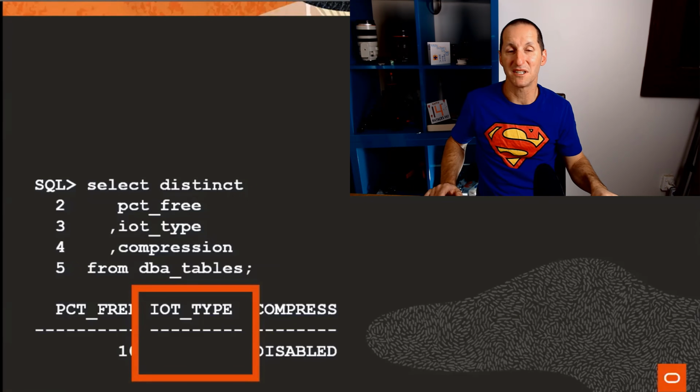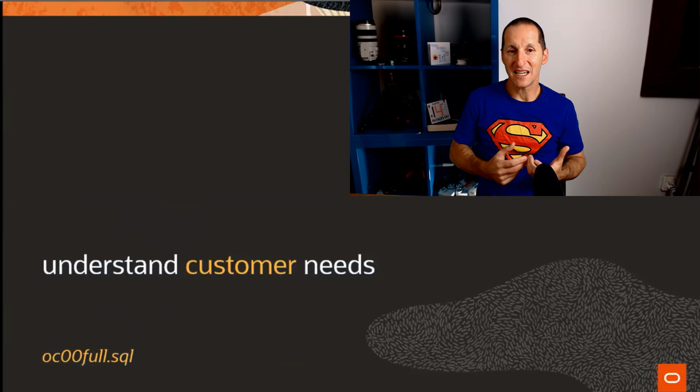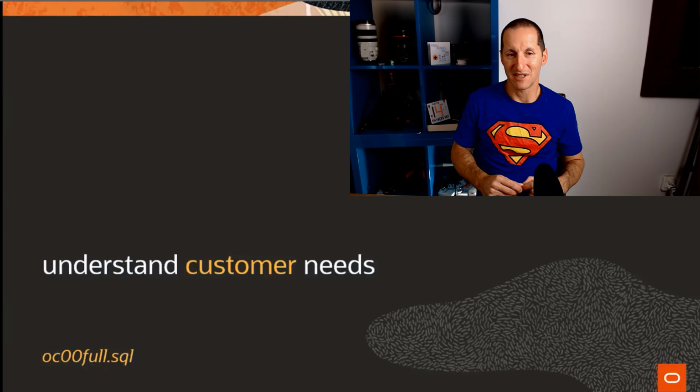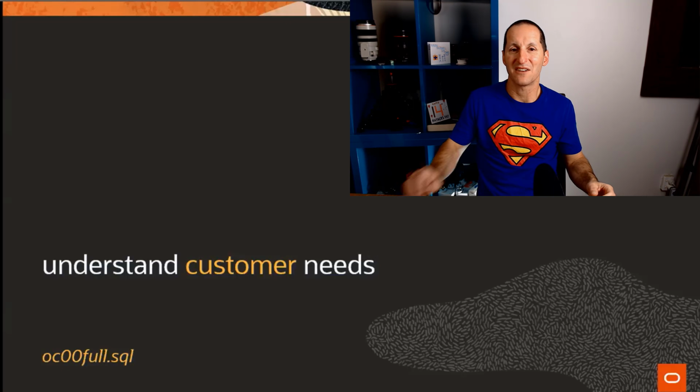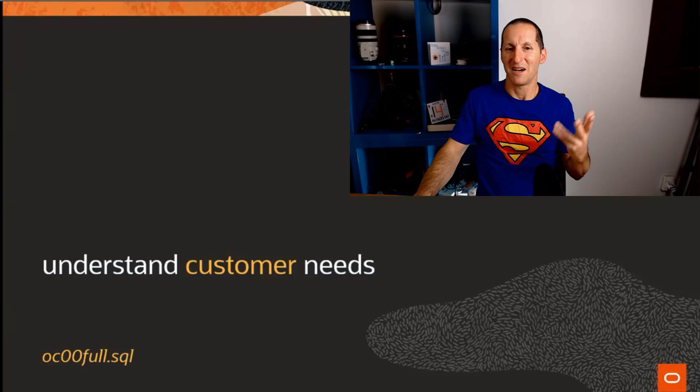An IOT type is what kind of tables do you have in your system besides heap tables? And the key thing here is really understanding customer needs. And I'll show you a demo now that I've done at Oracle Code a number of times, hence the OC prefix in the script name there. But I've added some to it so I can actually see what's going on behind the scenes. I do this script at Oracle Code as a sort of pseudo magic trick, but we'll do it much more openly here.